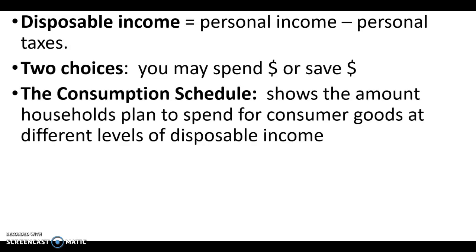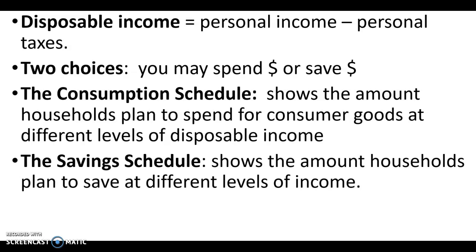And then our next thing is that consumption schedule. It shows the amount households plan to spend for consumer goods at different levels of disposable income. And so disposable income would be on the x-axis, consumption, which is kind of the amount you spend, the price for things, I guess. And if you think of income, it's kind of quantity of money that you have coming in. So it's upward sloping as well.